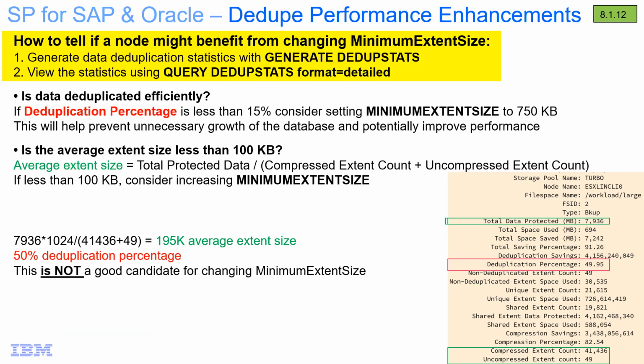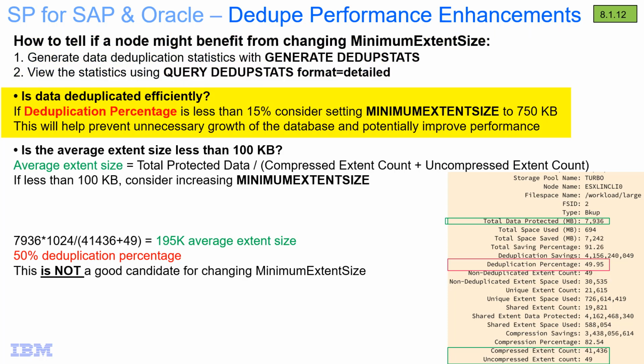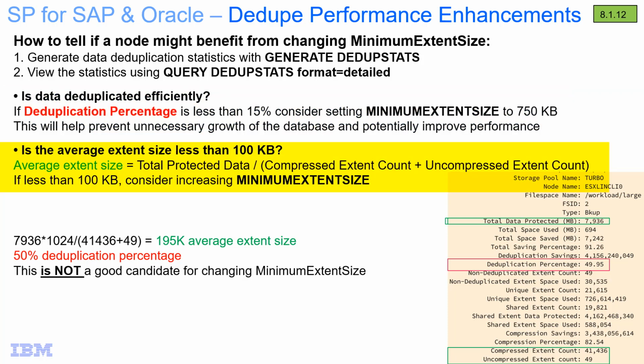Well, first of all, you'll need to turn on generate dedupe stats. And once you've actually generated some deduplication stats, you can run this query dedupe stats format equals detailed. And the first thing you're going to look at is, is the data deduplication being done efficiently? So you'll look at the deduplication percentage. And if that is less than 15%, then you'll want to consider setting your minimum extent size to maybe 750 KB.